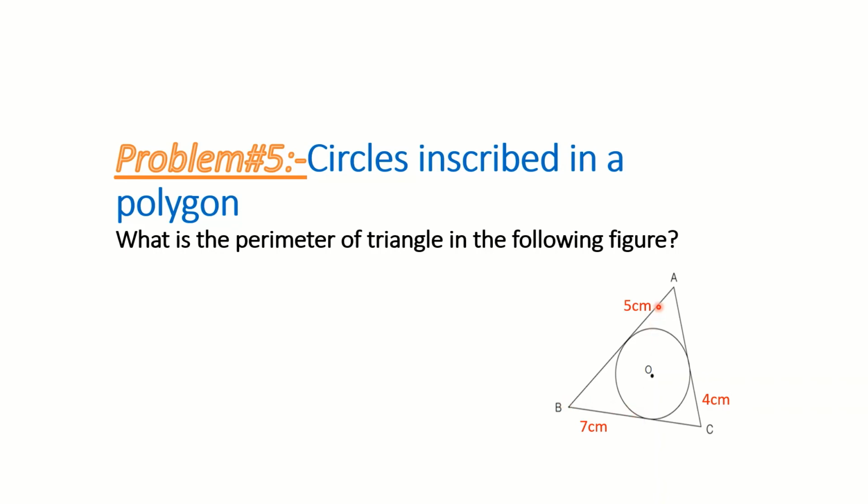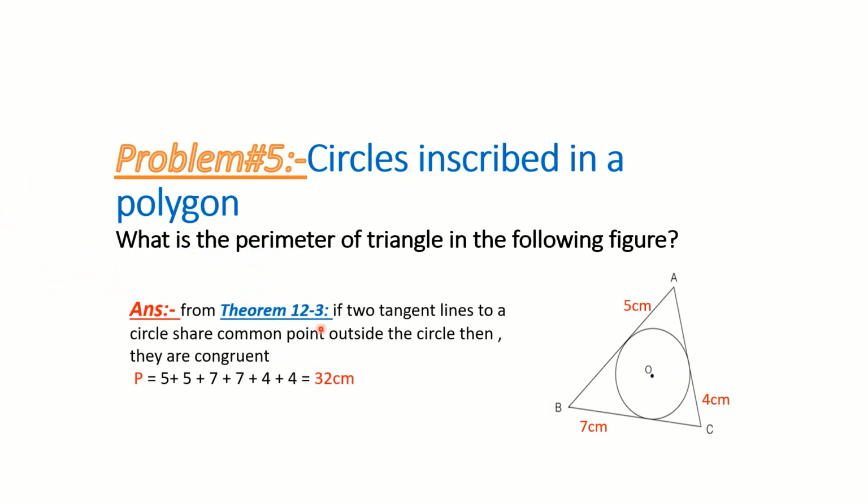But remember that any two tangent lines to a circle which have the same common point outside of the circle are congruent, which means this is 5, this is 5, and this is 4, this is also 4 because C is the common point. This is 7, this is also 7 because B is the common point. Then from theorem 12.3, if two tangent lines to a circle share a common point outside the circle, then they are congruent, which means 5 plus 5, 7 plus 7, plus 4 plus 4 will give you 32 centimeters.